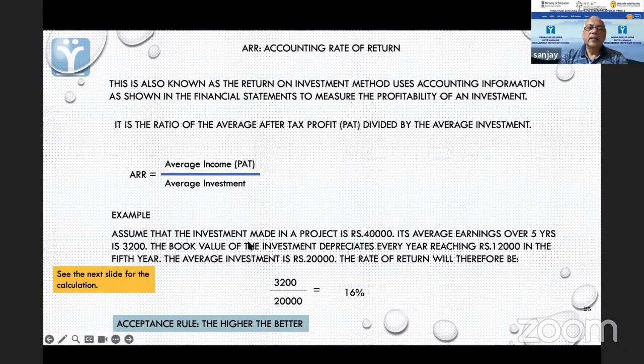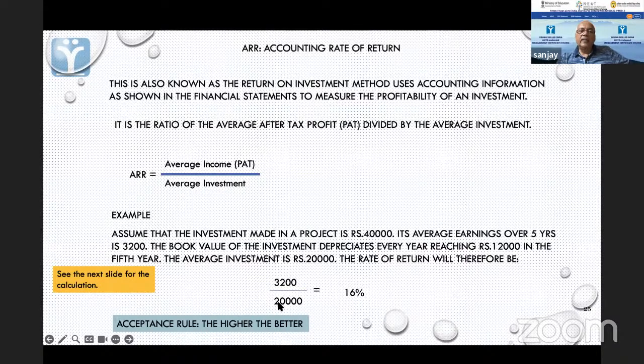Assume that the investment made in the project is 40,000. Its average earnings over 5 years is 3,200. The book value of the investment depreciates every year, reaching rupees 12,000 in the 5th year. I'll explain this. Average investment is 20,000. The rate of return will therefore be 3,200 divided by 20,000 or 16%.